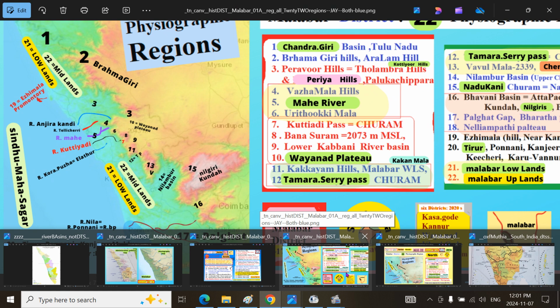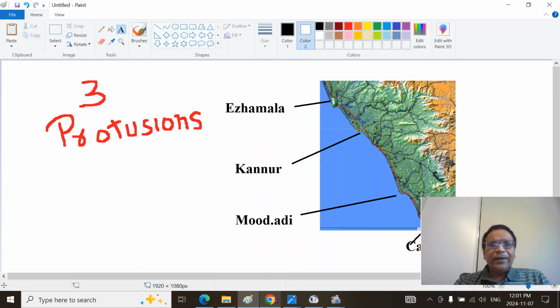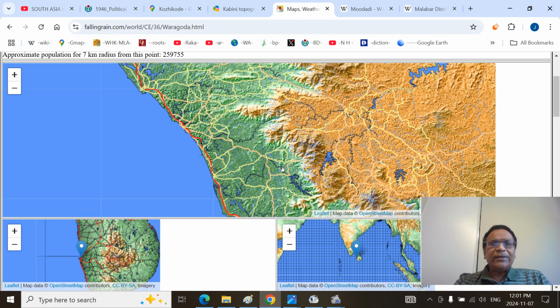Urutukkimala. That is the one we are looking at. This is the Urutukkimala. Urutukkimala and Vajamala are separated by the Mahi River Basin. Teliseri River Basin is much smaller. Mahi River Basin is a little bigger.